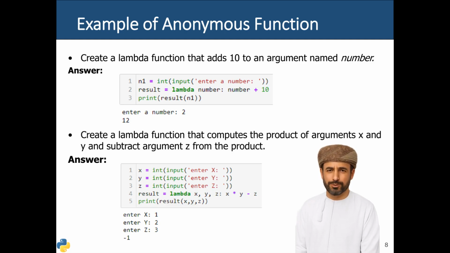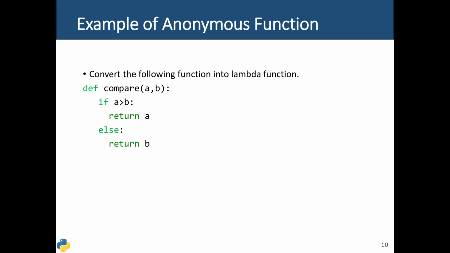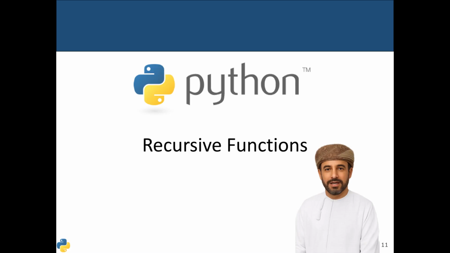Lambda functions are versatile, allowing us to perform operations like adding a constant to a number or calculating the product of multiple numbers. They can also be used for more complex logic, such as calculating the cube of a number or determining if a number is odd or even. Here's an example of converting a function that compares two numbers and returns the larger one into a concise lambda expression.